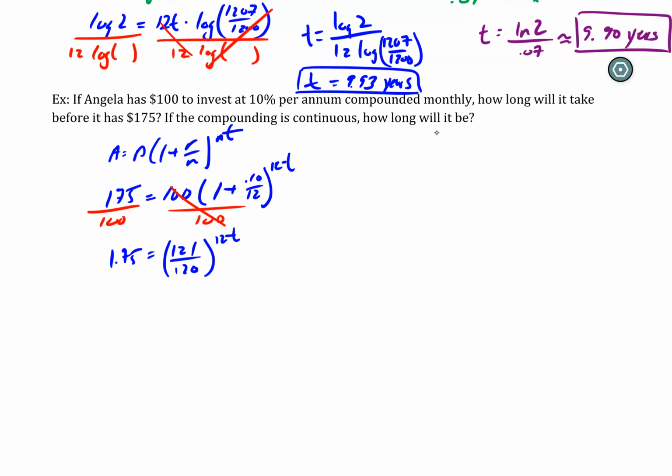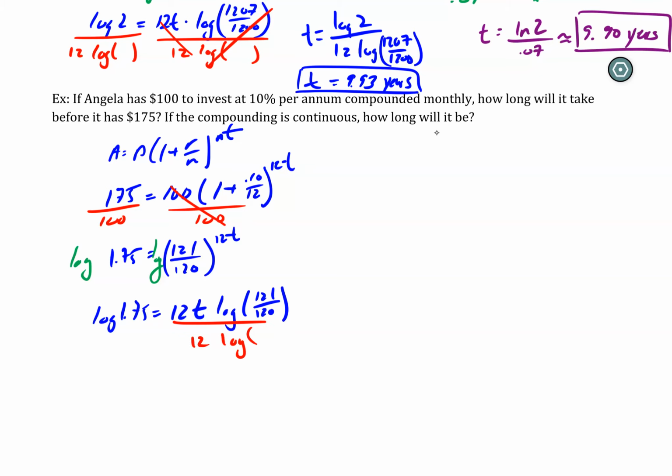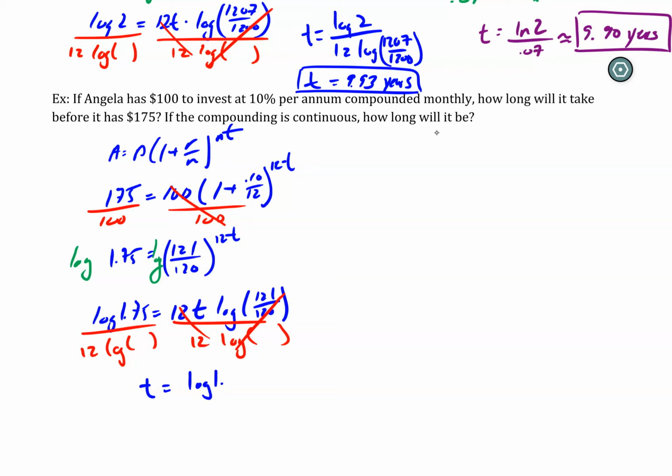I'm now going to take the log of both sides. That allows me to power down the exponent. So log 1.75 is equal to 12t log of 121 over 120. And again, I can now divide out the 12 and the log. Divide by 12 and the log. So I get t is equal to the log of 1.75 divided by 12 log of 121 over 120.